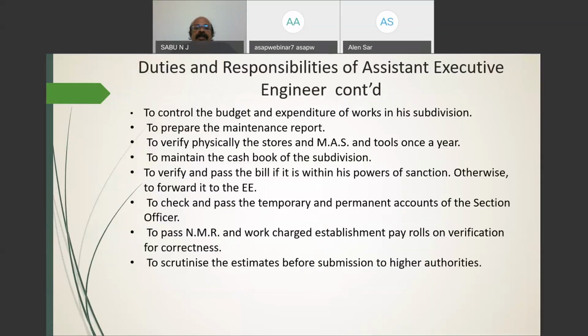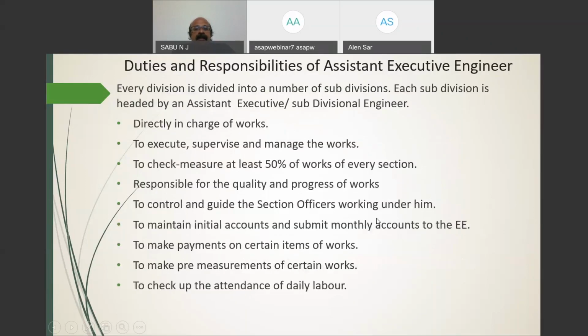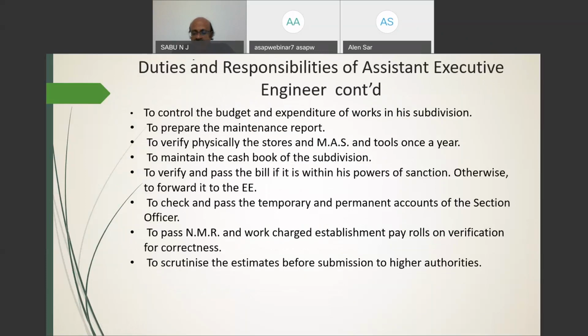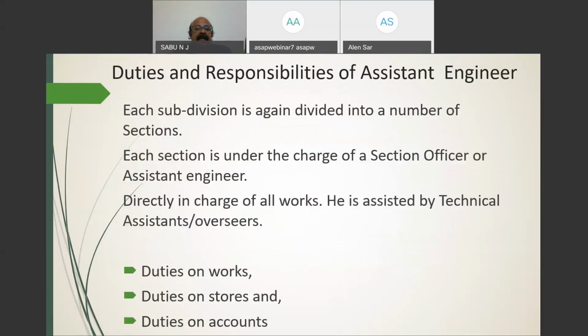Then the duties and responsibilities of the assistant executive engineer. Actually, an assistant engineer is a section officer. Then the duties and responsibilities of the assistant engineer.